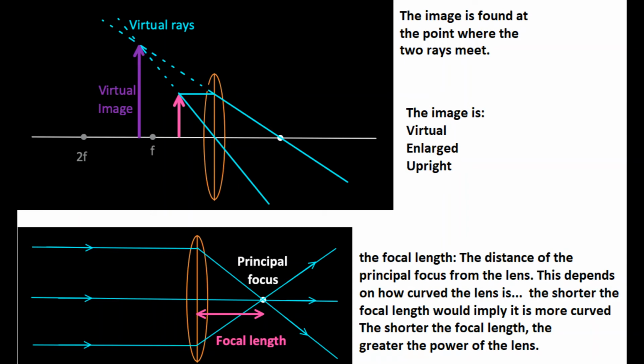Now, if you look at the virtual image, it is a lot larger, bigger, it is enlarged, it is upright, meaning if it was inverted, it would be in the opposite direction, and it is virtual. So those are your 3 descriptions.